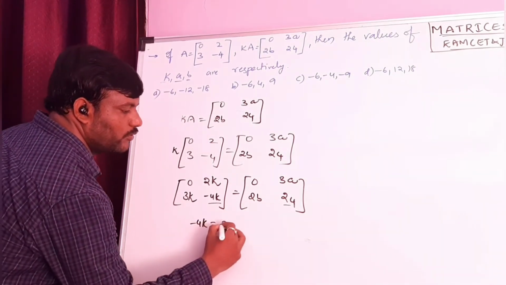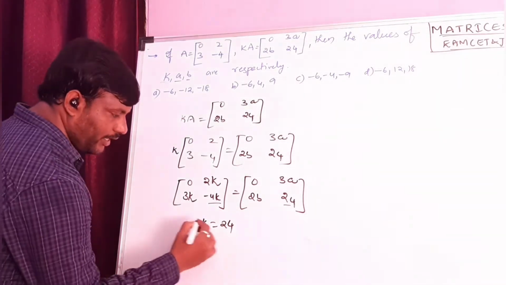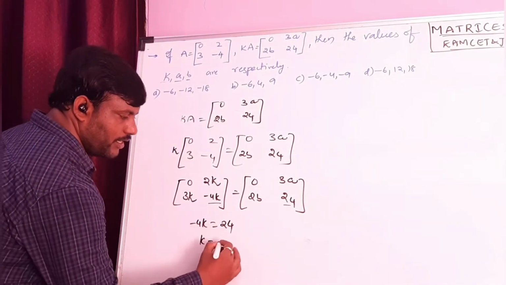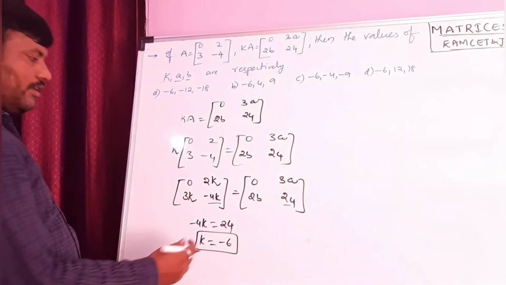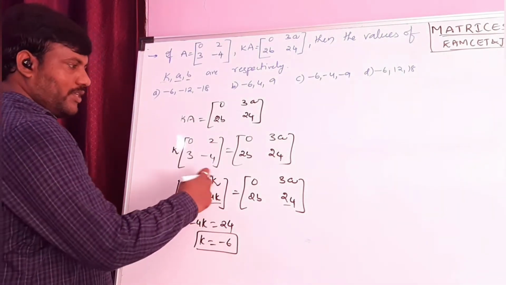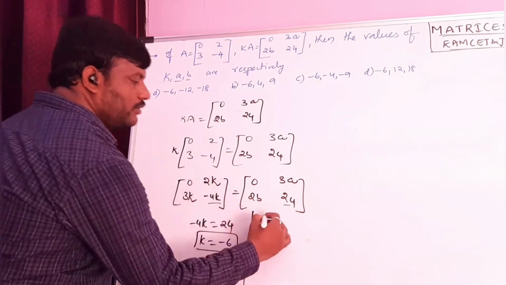Minus 4K is equal to 24, because I need the direct value of K. K is minus 6. Now we have the value of K. Now take this K and substitute it here, or otherwise compare directly.